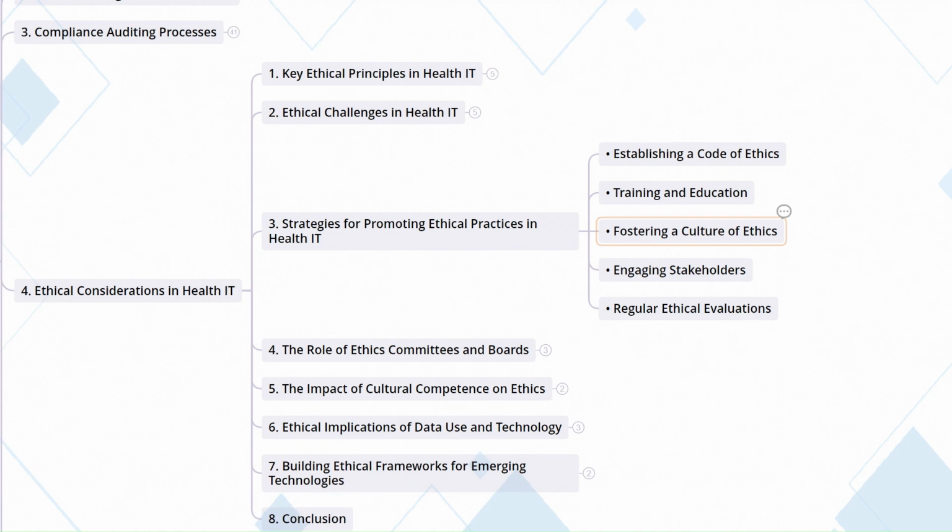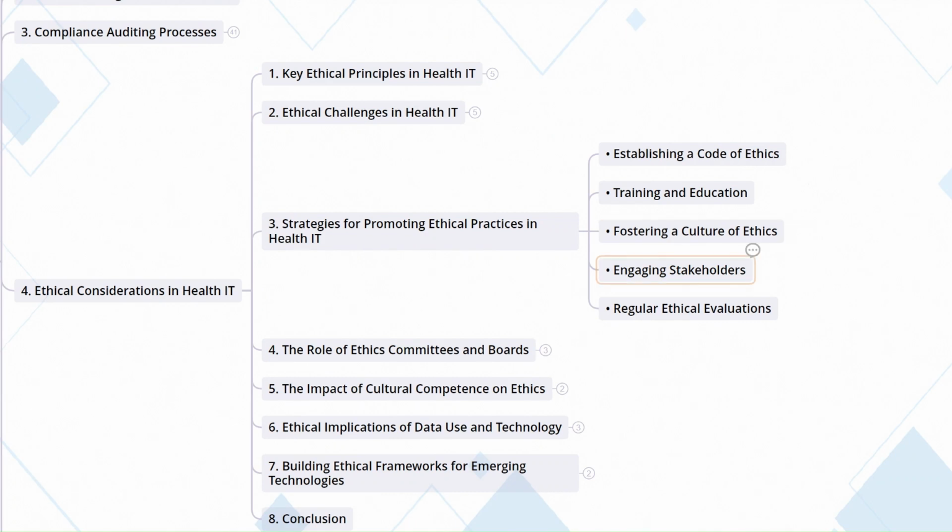Next, fostering a culture of ethics. Creating an organizational culture that prioritizes ethical behavior encourages employees to raise concerns about ethical issues openly. Establishing mechanisms for reporting and addressing ethical dilemmas fosters transparency and accountability.